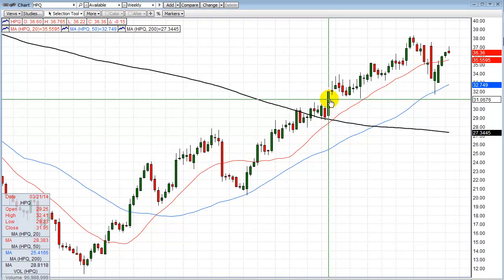So all in all, this was just basically a chart school lesson showing you what to look for, one of the patterns to look for when looking for a trade setup with a good risk reward in your favor.